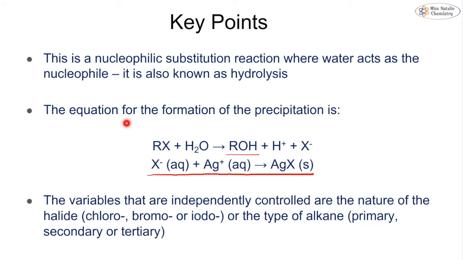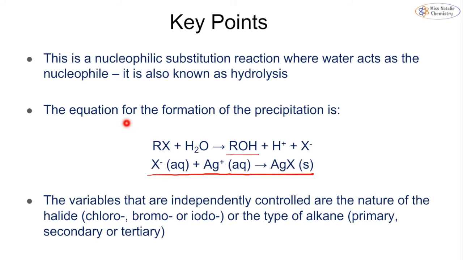So the things that we control are either the halide or the type of alkane, the type of halogenoalkane, either primary, secondary or tertiary. So that's the one thing that we are going to change in each of our reactions.